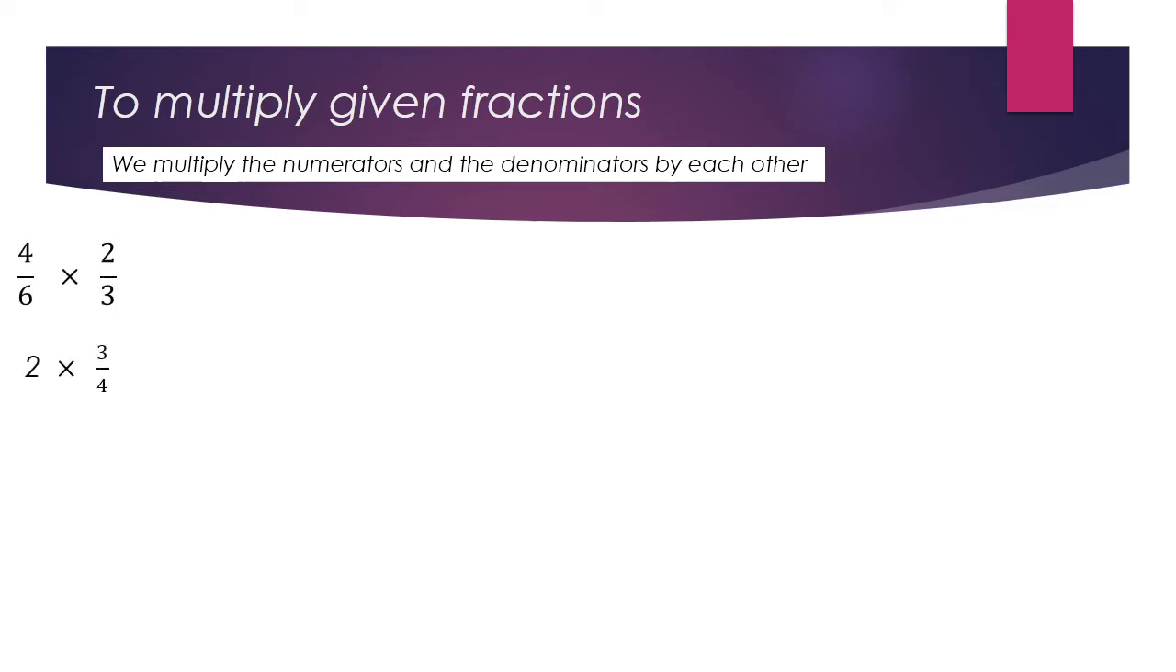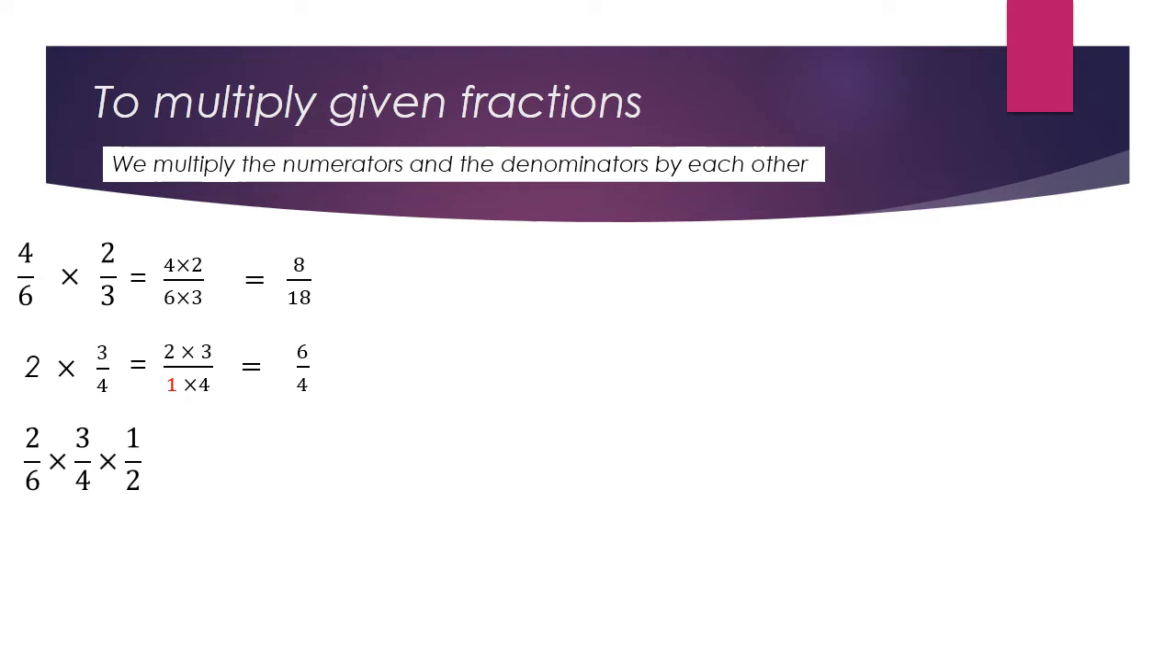Example, 4 over 6 times 2 over 3, and we have another example, 2 times 3 over 4. As we say, we multiply the numerators with each other and the denominators by each other. So 4 times 2 over 6 times 3 equals 8 over 18. 2 times 3 over 1 times 4 equals 6 over 4.